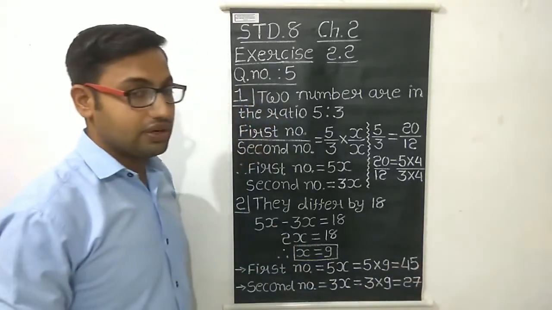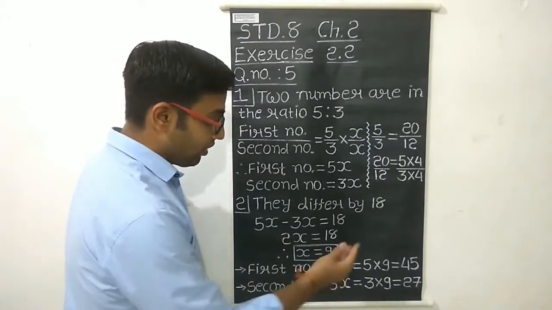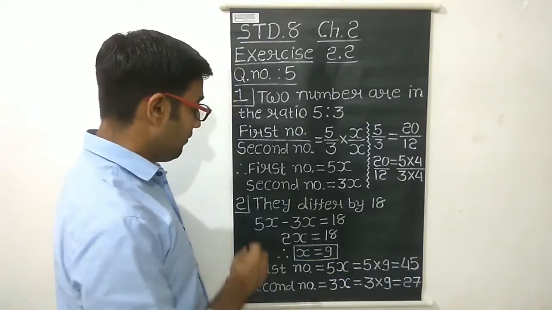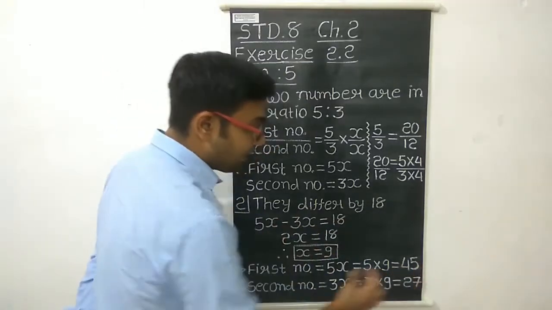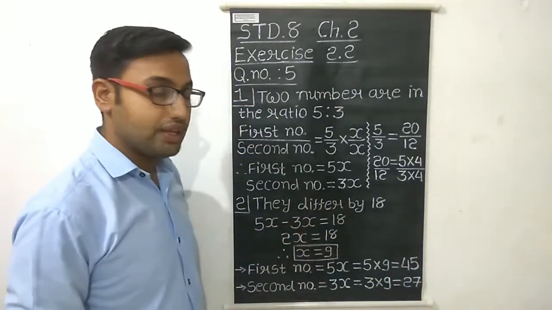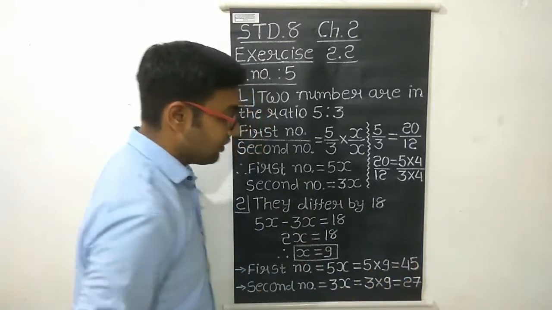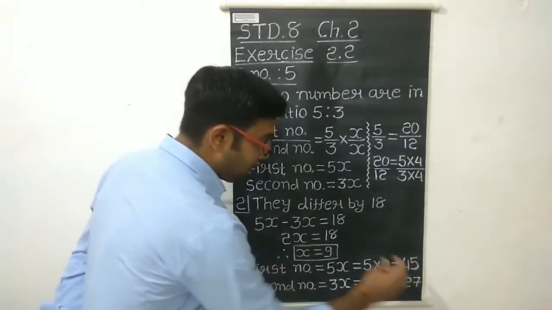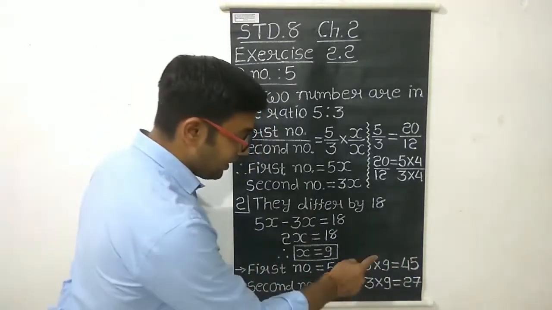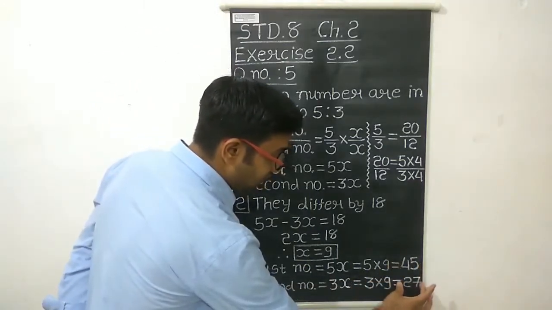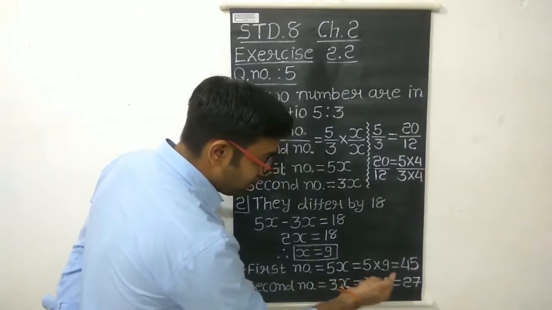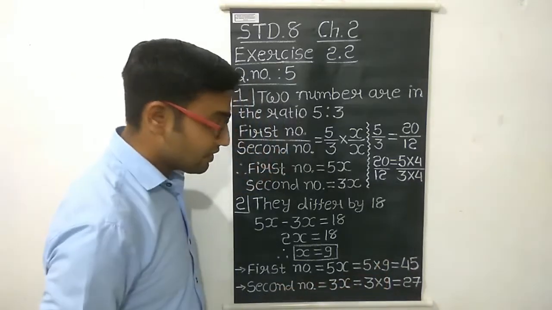The second number is 27. We can check whether our numbers are right or wrong. Here it is given that they differ by 18. So the difference of 45 and 27 is 18. Yes. Now take the ratio of 45 and 27. What is the common factor? 9 is the common factor. So when we divide both these numbers, 9 will cancel out.